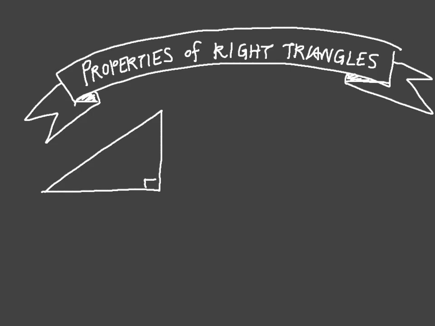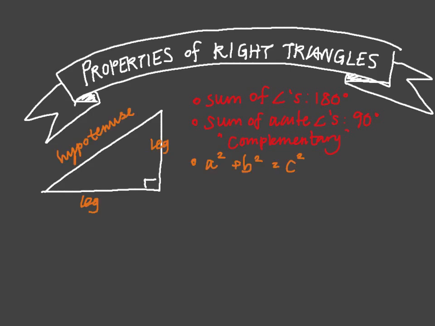So we know that acute angles have a sum of 90 degrees, and the term that we gave that was complementary angles. And you also learned back in geometry about the different sides of a right triangle, where the longest side across from the right angle is the hypotenuse, and the other two sides are called legs. Pythagorean theorem is the formula that relates those sides together, where a squared plus b squared equals c squared, where a and b are the legs, it doesn't matter which is which, and c has to be the hypotenuse.